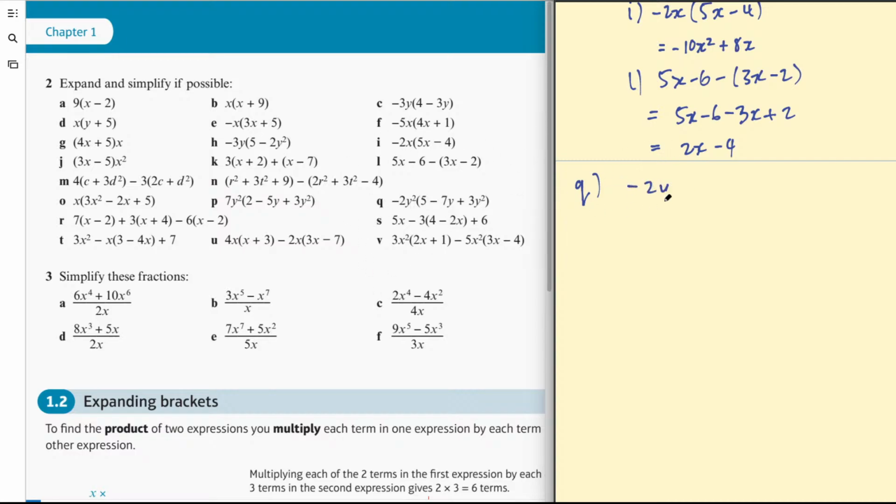Q, I've got negative 2y squared, 5 takes 7y plus 3y squared. Okay, we need to expand this out. Expand the term to every term inside the brackets. Negative 2y squared multiplied by 5 is negative 10y squared. Negative 2y squared multiplied by negative 7 is positive 14y cubed. And then the last one is negative 6y to the power 4. So y squared times y squared is y to the power 4.